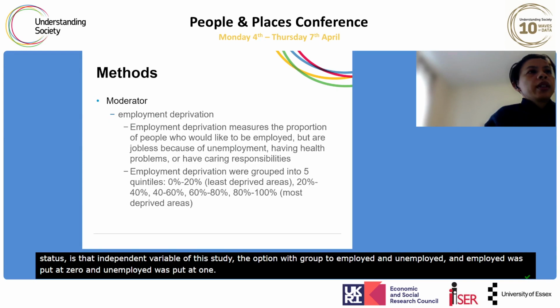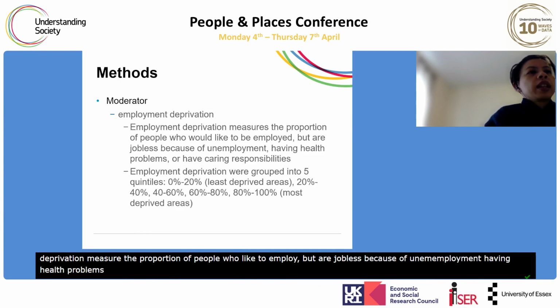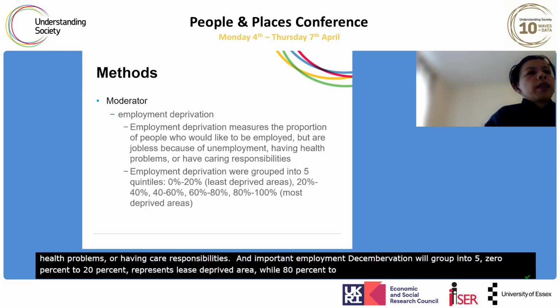Employment deprivation is the moderator of this study. Employment deprivation measures the proportion of people who would like to be employed but are jobless because of unemployment, having health problems, or having caring responsibilities. Employment deprivation was grouped into 5 quintiles. 0% to 20% represents the least deprived area, while 80% to 100% represents the most deprived area.